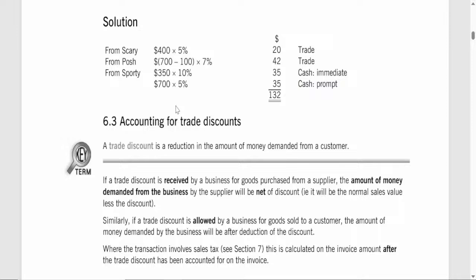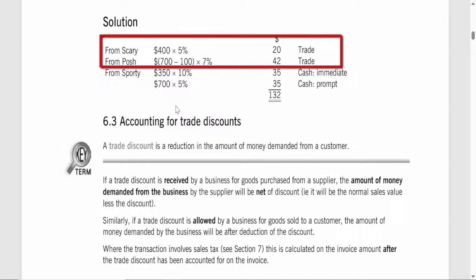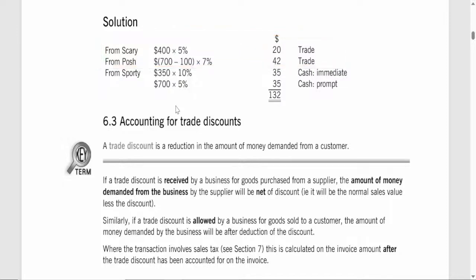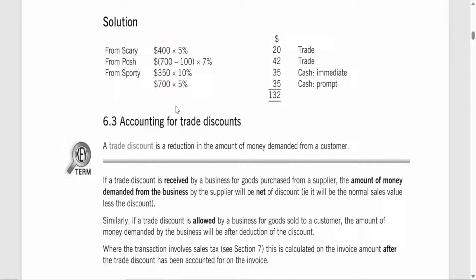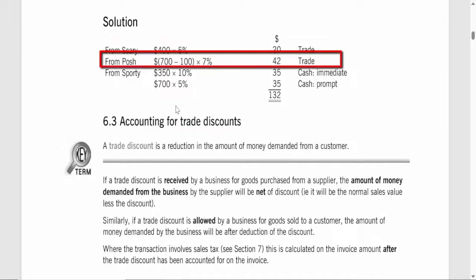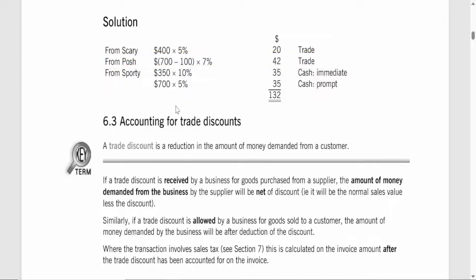Summary of types of discounts received. To wrap up, Ginger received 2 main types of discounts. Trade discounts. These are the permanent price reductions she received from both Scary and Posh. Scary applied a straightforward 5% trade discount on her entire purchase, while Posh offered a 7% discount on the portion of her purchase over $100.